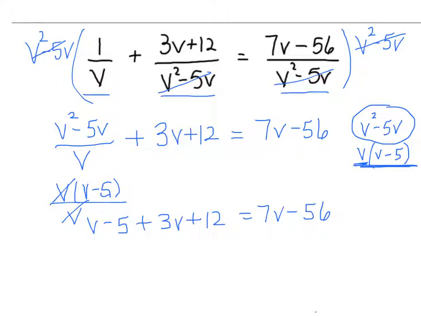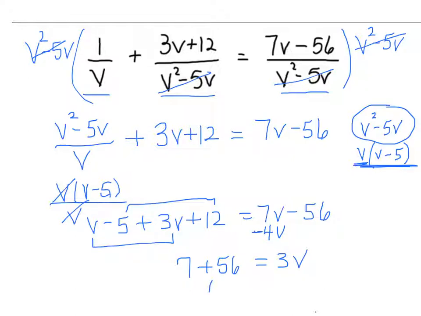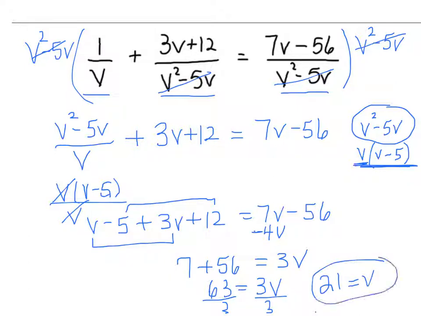And all I really have left to do here is to collect like terms and solve for v. So I have 4v, I'm going to subtract to the other side, since there was already a 7v over there. And then over here, I have 7 plus 56 equals 3v, and that's 63. So 63 equals 3v. And then divide through by 3, and you get 21. And that's your final answer.